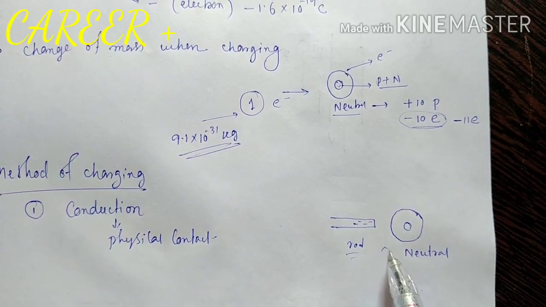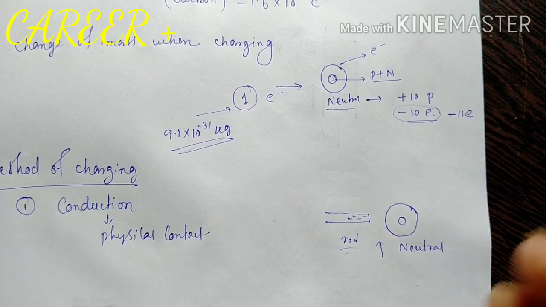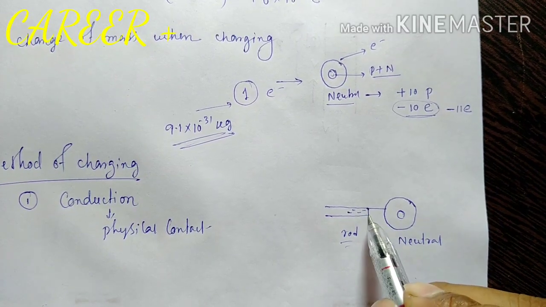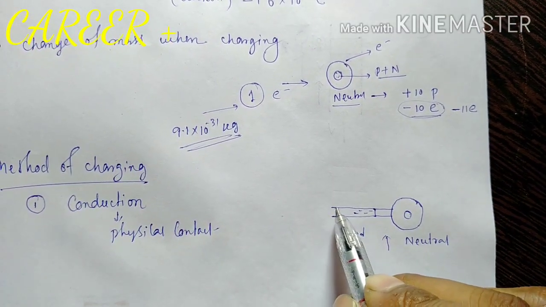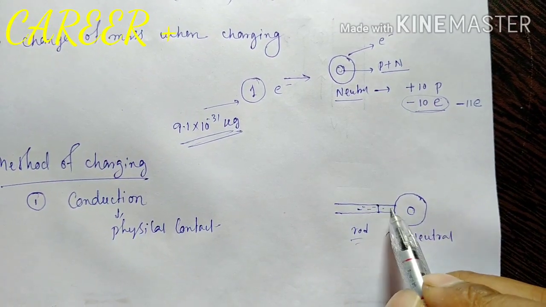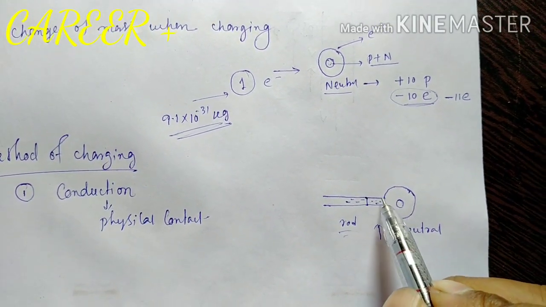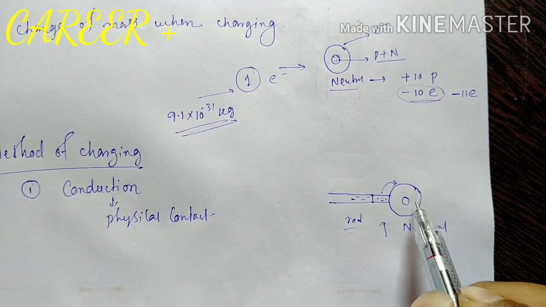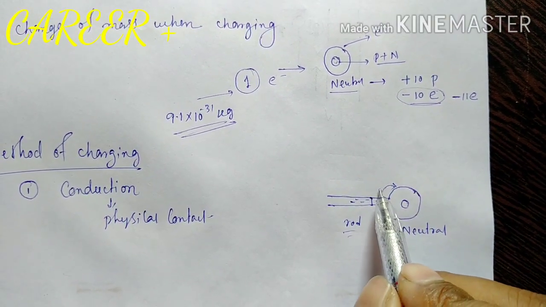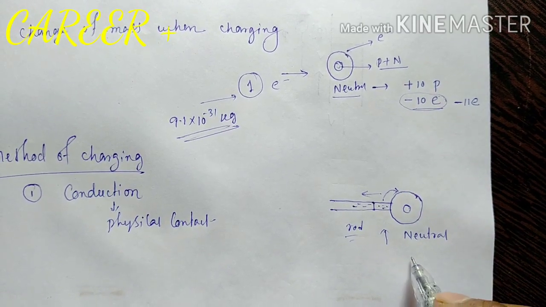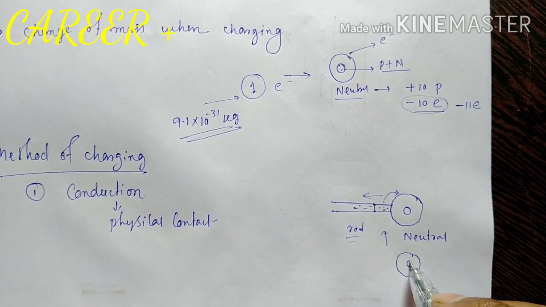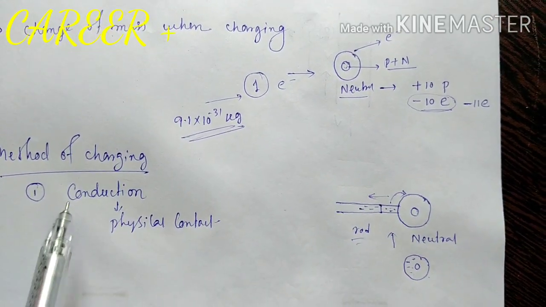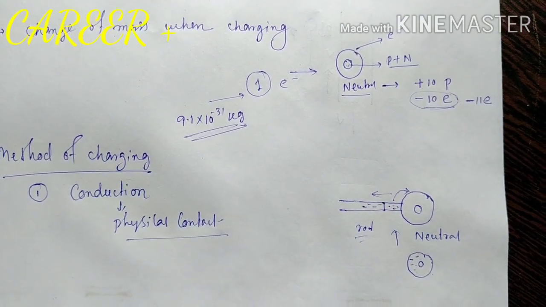At present there is a gap between the rod and the electrically neutral body, so there is no effect, it will remain the same. Now suppose the rod touches the electrically neutral body. Now what is going to happen? Some amount of free electrons definitely move to the electrically neutral body, and after that when the rod is removed from here, then what is going to happen? The electrically neutral body also becomes slightly negatively charged. So this is the process of conduction, where physical contact is a must.